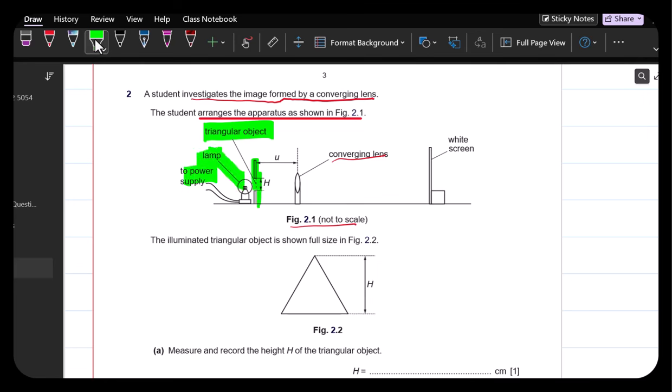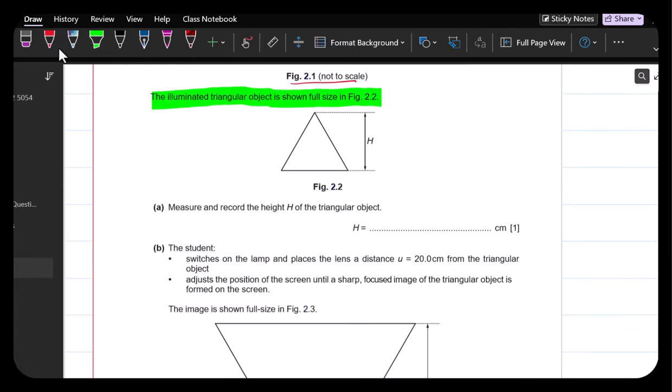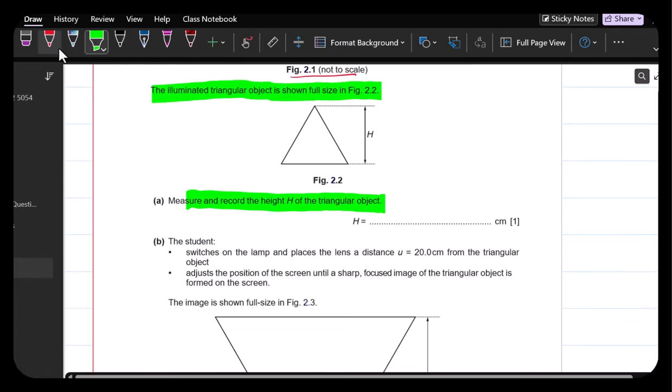The lamp is connected to the power supply so that we can switch it on and off. Here we have a screen, and u is the distance between the object and the lens. The illuminated triangular object is shown full size in figure 2.2. So measure and record the height h of the triangular object.